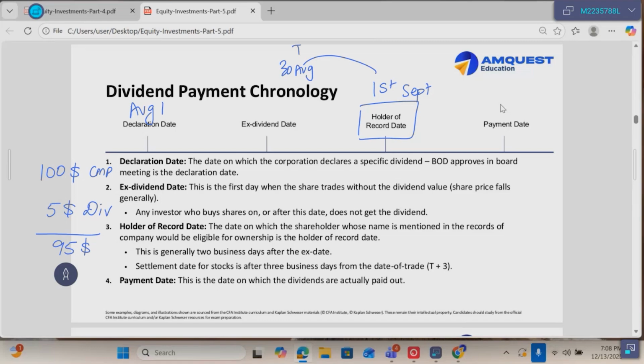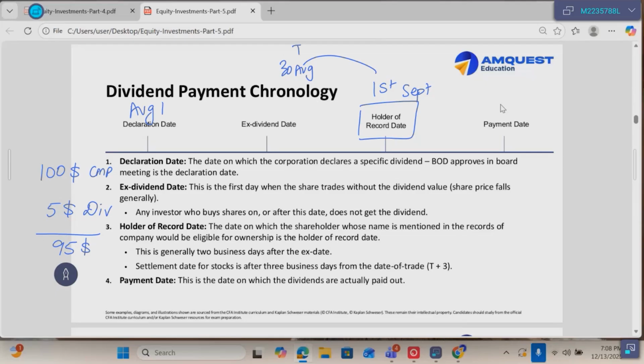So now if you read, you might understand it better. Ex-dividend date is the first day when the shares trade without the dividend value. That means the shares will start trading at 95. And investors who buy the shares on or after this date do not get the dividend. So let's say the ex-dividend date is 30th of August. You buy it before 30th of August, then only you will get the dividend. If you buy it on 30th, you will not get the dividend.